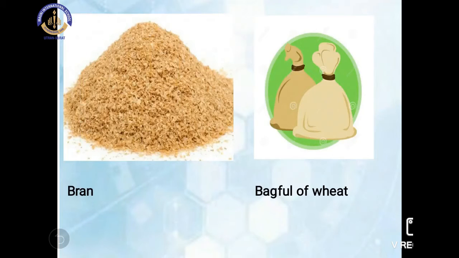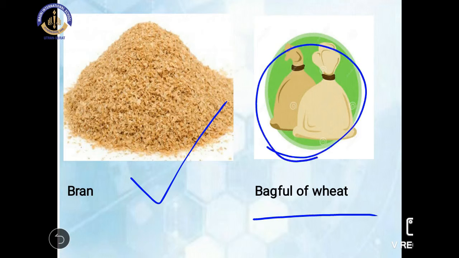So this is the picture of bran, which is the impurity, and this is the picture of a bag full of wheat. If inside it we have wheat, it is called a bag full of wheat.